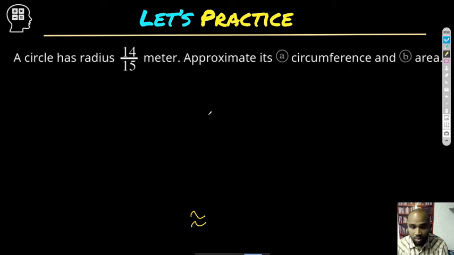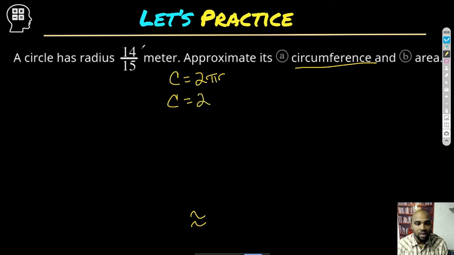First thing we need to do is write our formula. So what's the formula for circumference? C equals 2 pi r. And we're going to approximate this. So before I even get into writing it anymore, I'm going to go 2, and instead of pi, I see we're multiplying a fraction, so I'm going to say this is 22 over 7 times my radius, 14 over 15. And this is how we'll proceed.